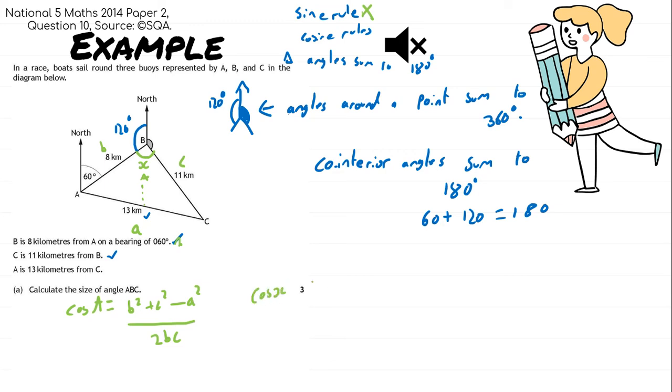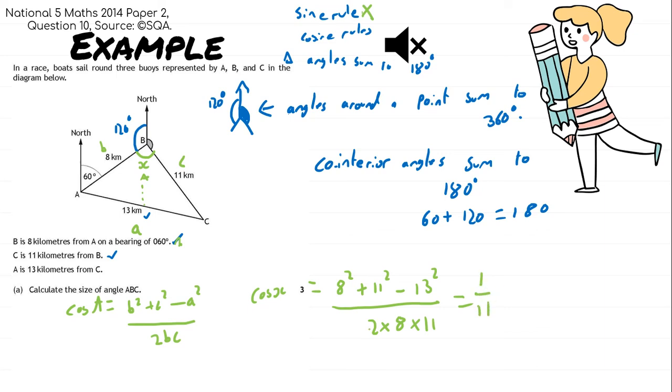Cos x is equal to b squared, which is 8 squared, plus 11 squared, minus 13 squared, divided by 2 times b, which is 8, times c, which is 11. That is a calculator job, and you're going to pop that into your calculator, or you're going to listen to me type it. 2 times 8 times 11. Right, I'll pop that into my calculator. I'm going to check that I've got it right. That gives me 1 over 11, so 1/11th.